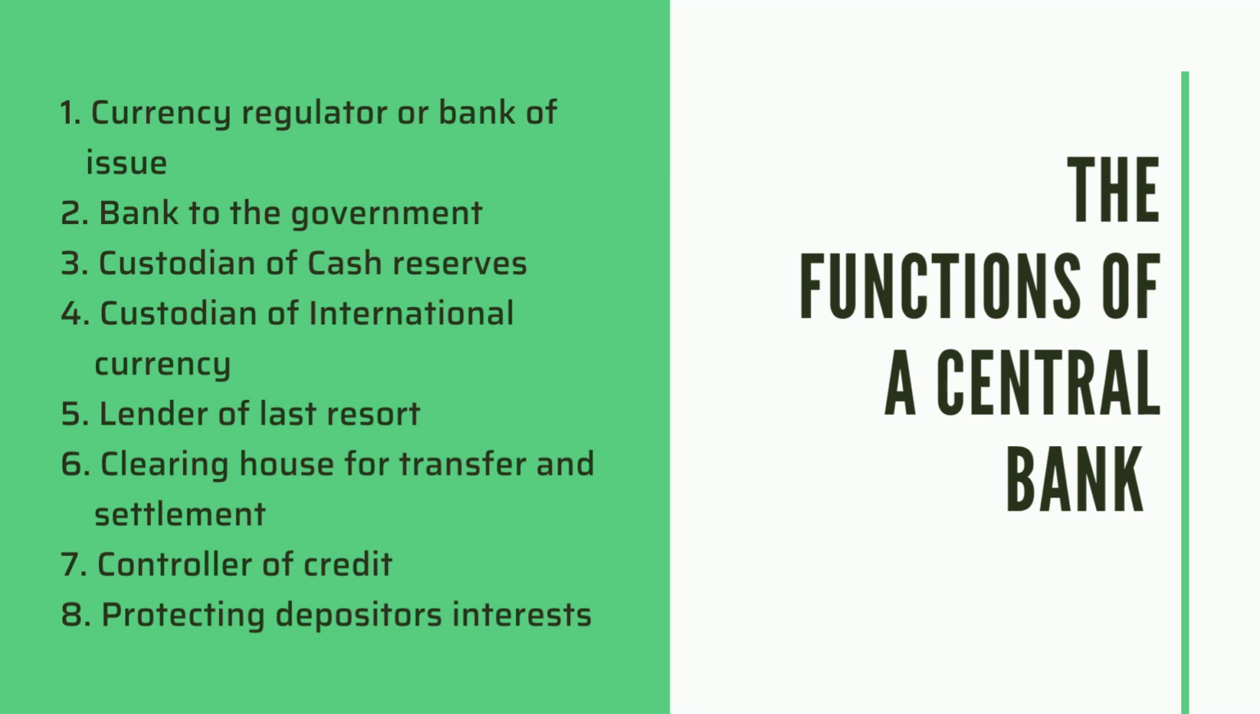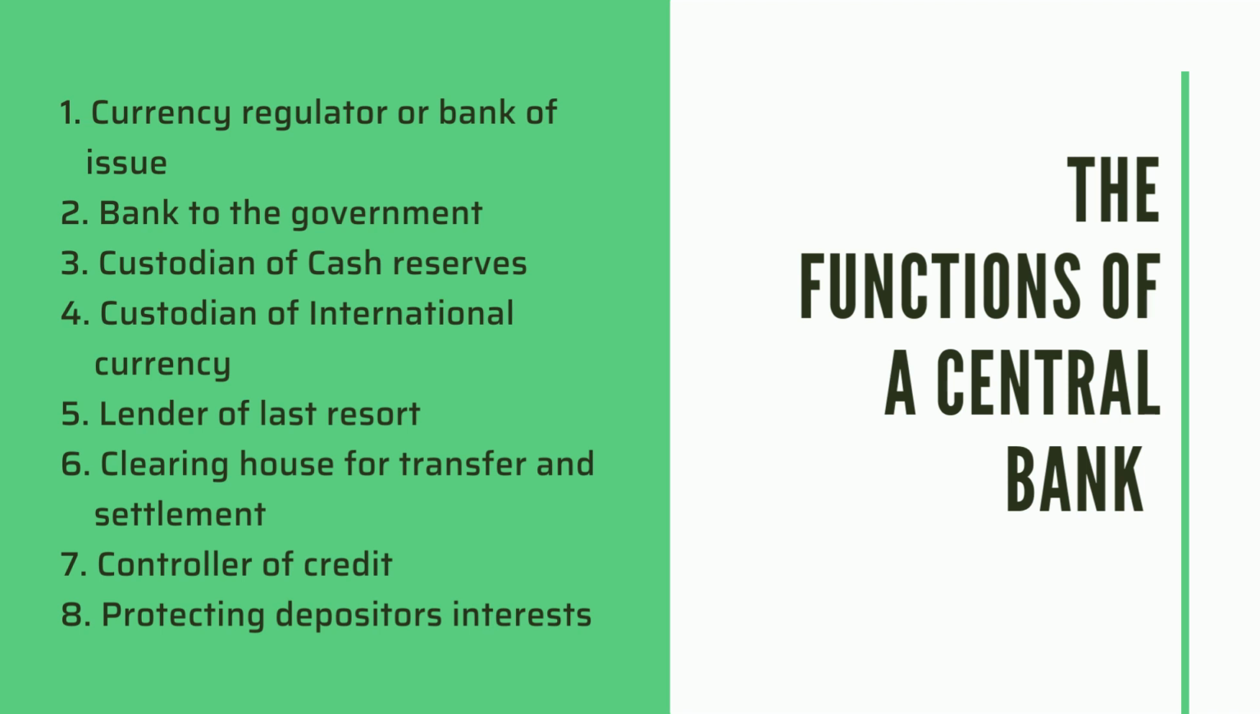The third one is custodian of cash reserves of commercial banks in a country. Commercial banks hold a proportion of their cash balance in the form of deposits with the central bank. When there is a strong demand for cash, commercial banks can draw on that sum and pay it back when there is low demand for cash.